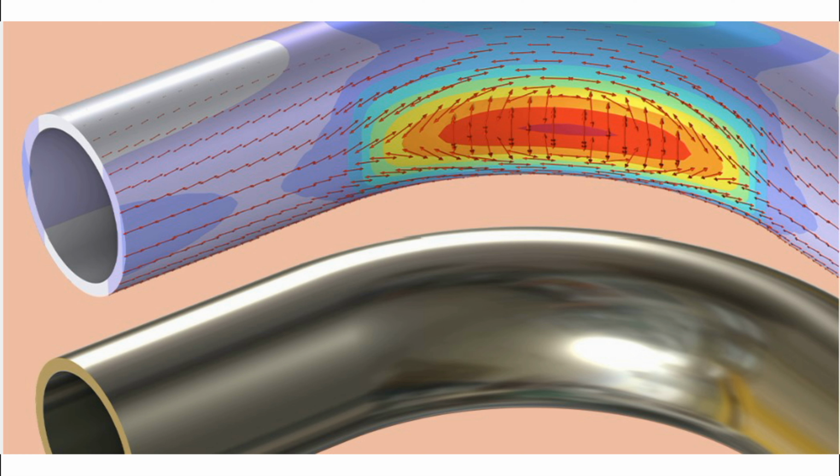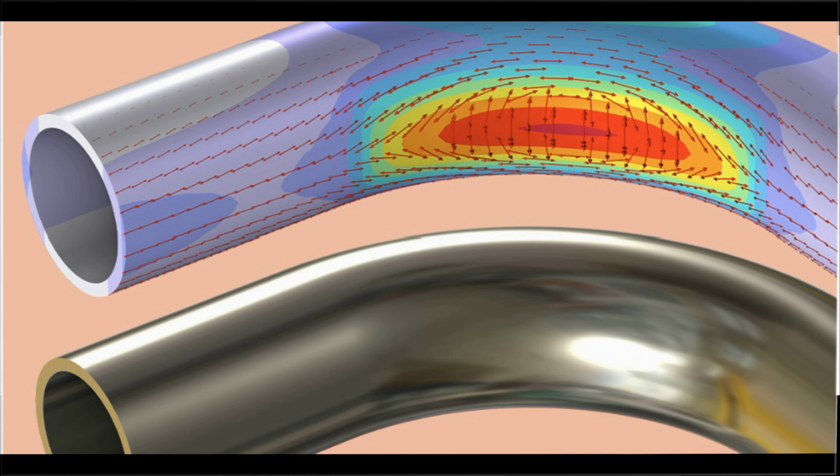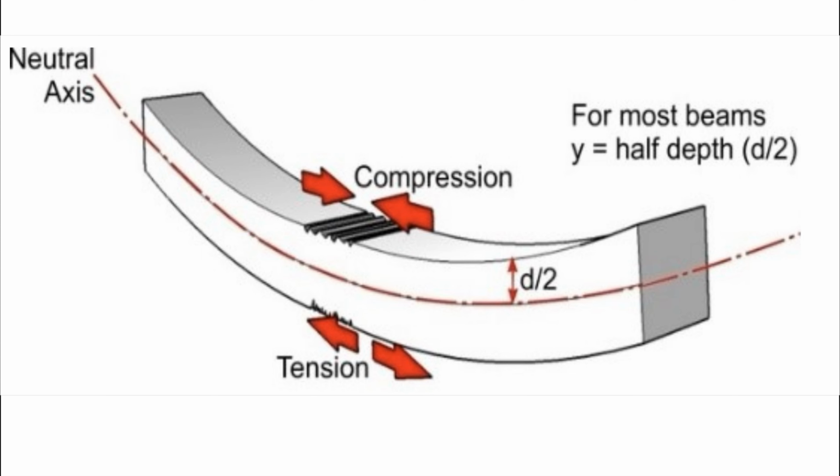In case of a pipe, stress distribution in bending is more complex. Stresses will be tensile in nature at the outer surface of the pipe cross-sectional area and compressive in nature at the inner surface of the pipe cross-section area with respect to the neutral axis.